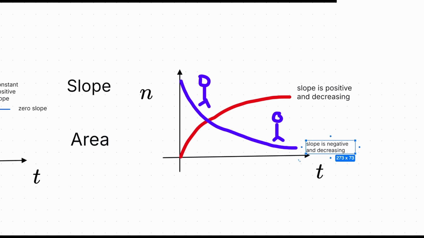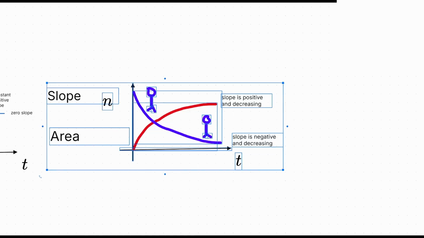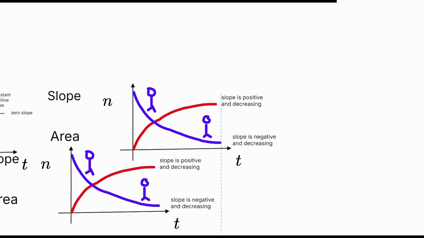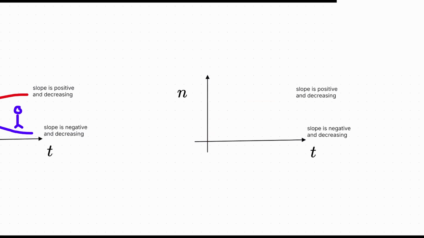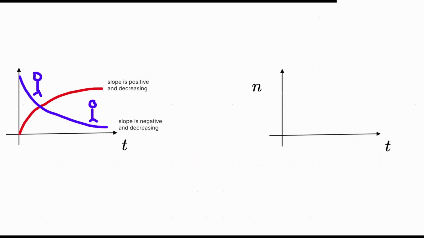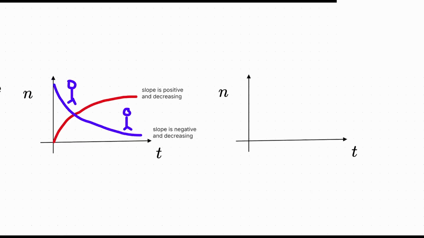What are the other trends that we can see? Let's have another two. What if you have something like this? Let's try to put it near the other one. How about if it's like this? We have this trend. What can we say?